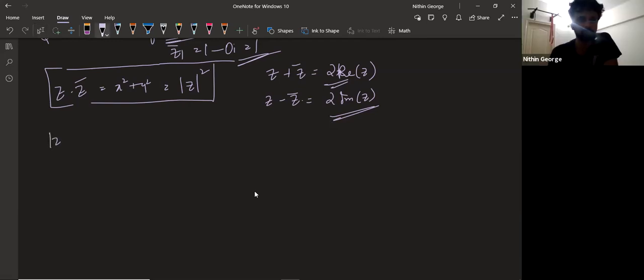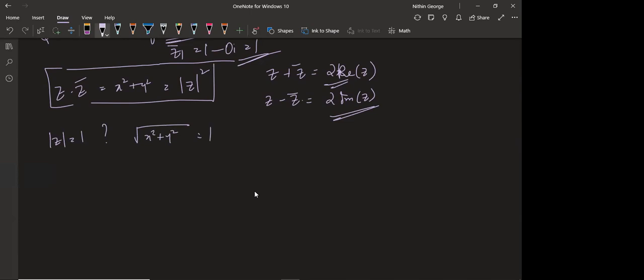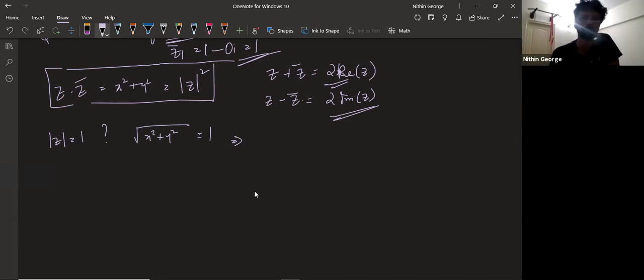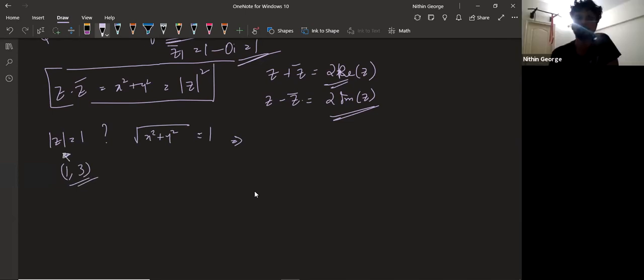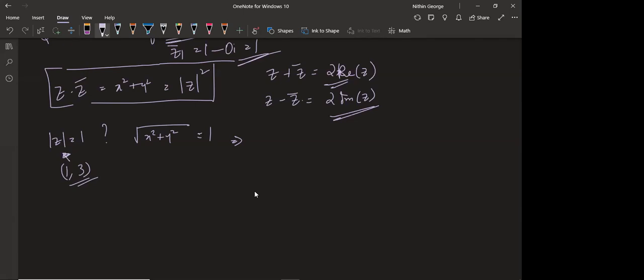Okay. When I say mod z equal to 1, what does it mean? I'll ask a question. I'll answer it myself. This is the game. Fine. Mod z means root of x square plus y square. Either real is 1 or imaginary will be 1. Imaginary will be 0. 1 comma 3, does this come under this? No, right? So if real is 1, imaginary is 0, sir. Like that.